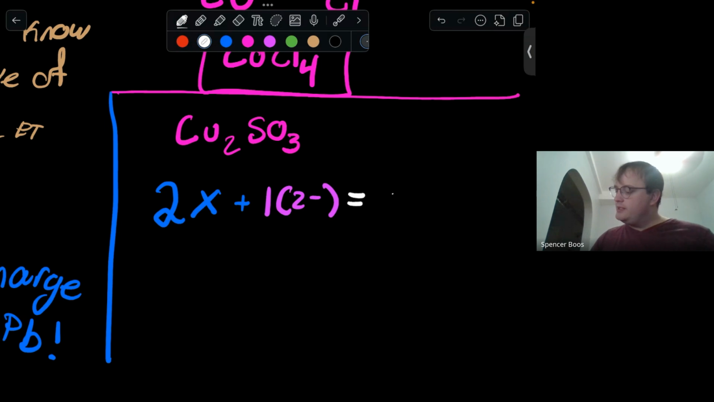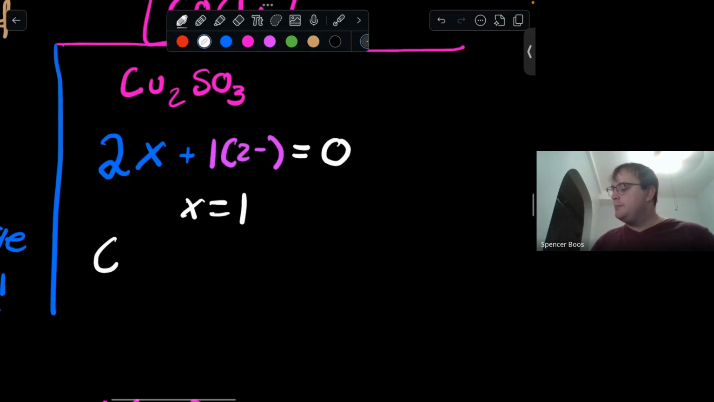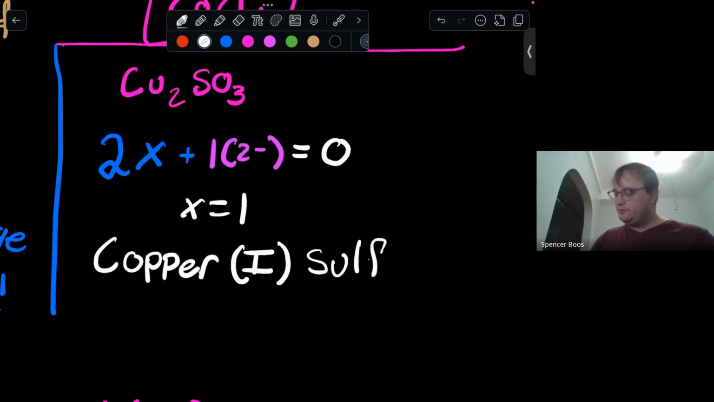Solve for X. So that means that this name would be copper 1 sulfite. Does a stable Lewis dot diagram always have 8 valence electrons unless the 3 exceptions? In general, yes. For this exam, yes.